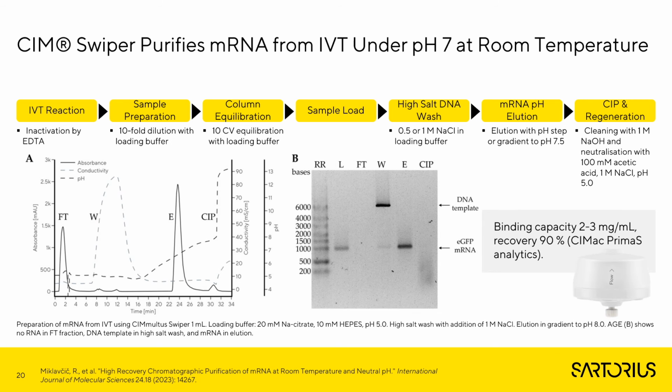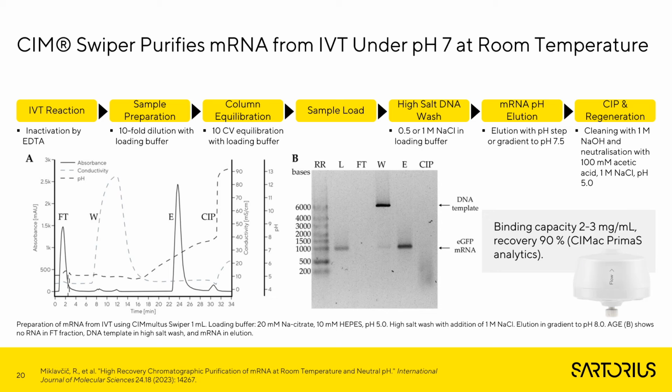So the question that we then needed to answer was, can we find a chromatographic ligand which can elute the RNA at a lower pH value, but still retain the good selectivity between the RNA molecule and the DNA template and the proteins and enzymes and so on, which are present in the IVT reaction?